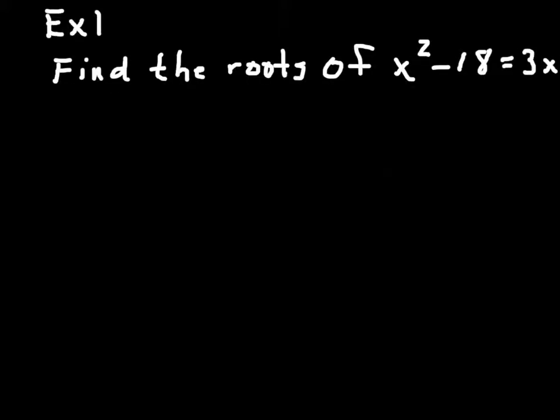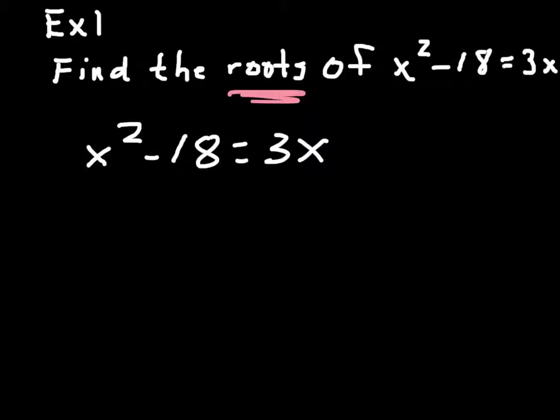Now I believe I have 4 examples, and these go fairly fast. They look like they have different directions, but really they're asking the same thing. In example 1, it says find the roots, and remember what a root is. It's a solution, it's an answer. Find the answer or answers of this quadratic equation, x squared minus 18 equals 3x. Again, we have a quadratic equation here because the largest exponent is, excuse me, 2.